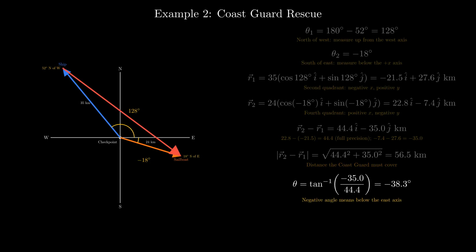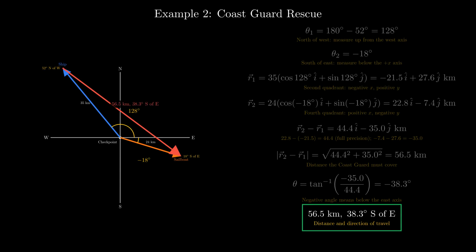The heading is the inverse tangent of the y component over the x component, inverse tangent of negative 35 over 44.4, which is negative 38.3 degrees. Negative means below east, so the Coast Guard heads 38.3 degrees south of east and travels 56.5 kilometers.